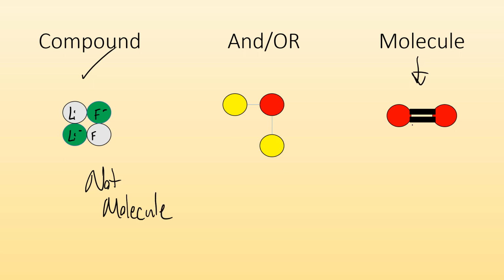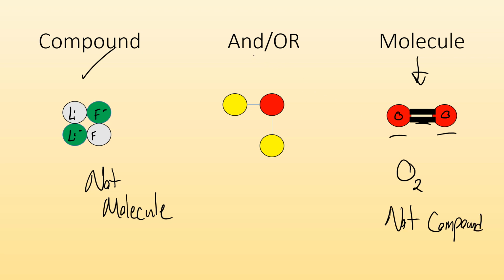Well, let's take a look at what makes a molecule. Here's a molecule. It's two atoms bonded together. Here I have an example: oxygen, O2. It's two oxygen atoms that are physically and distinctly bound to each other. Those two oxygen atoms are always going to be stuck to each other. So this is not a compound because it's just one element, but it is a molecule.